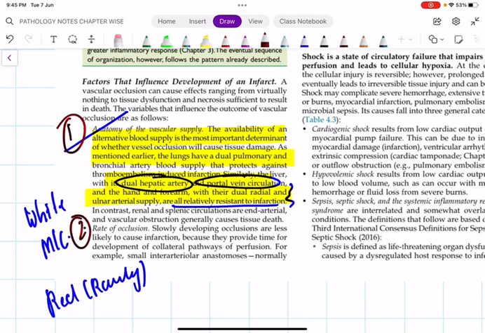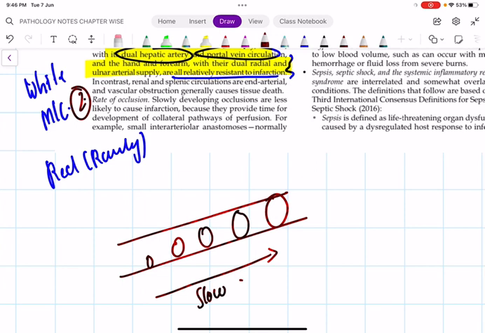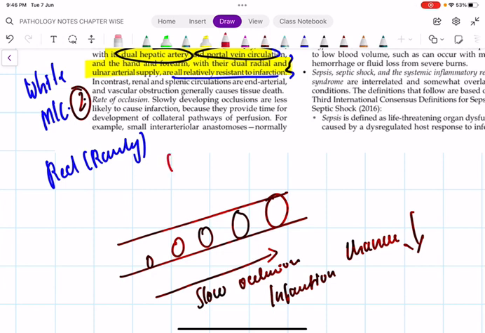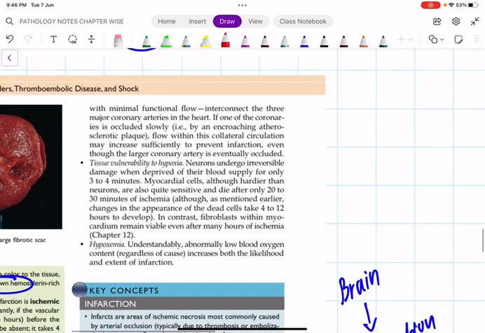Second reason, rate of occlusion. Slowly developing occlusions are less likely to cause infarction. For example, here this is a blood vessel. When the occlusion occurs slowly like this and finally complete occlusion, this is a slow occlusion. Infarction chance decreases. Why? Because collaterals develop during this time. Whereas in a fast infarct, what will happen? No chance of collaterals.